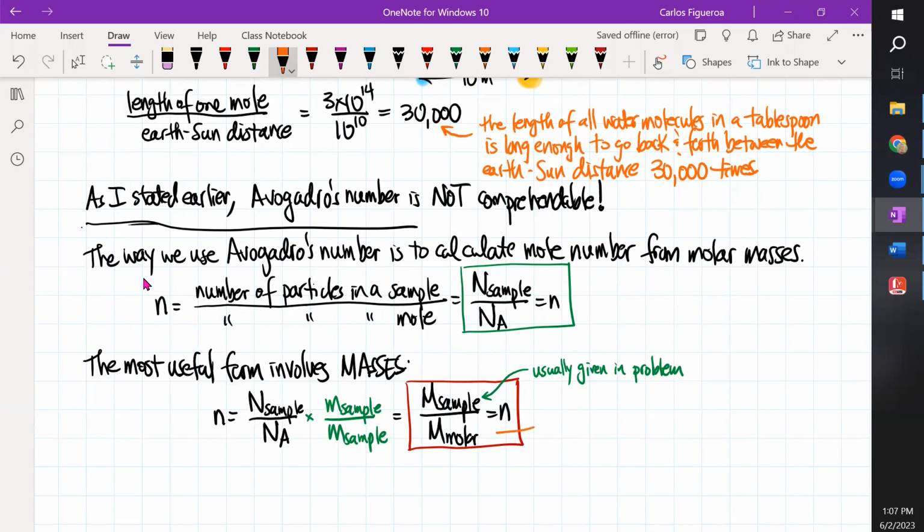The molar mass, on the other hand, you look up in the periodic table. Now I'll do my first example, 1.1.